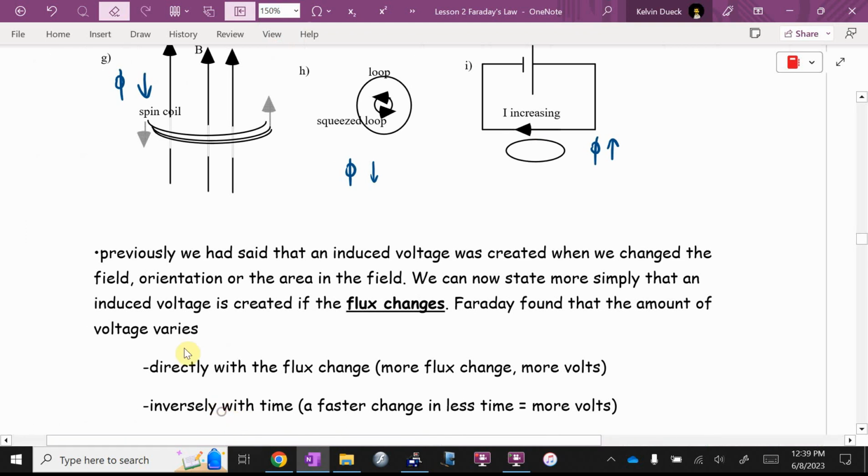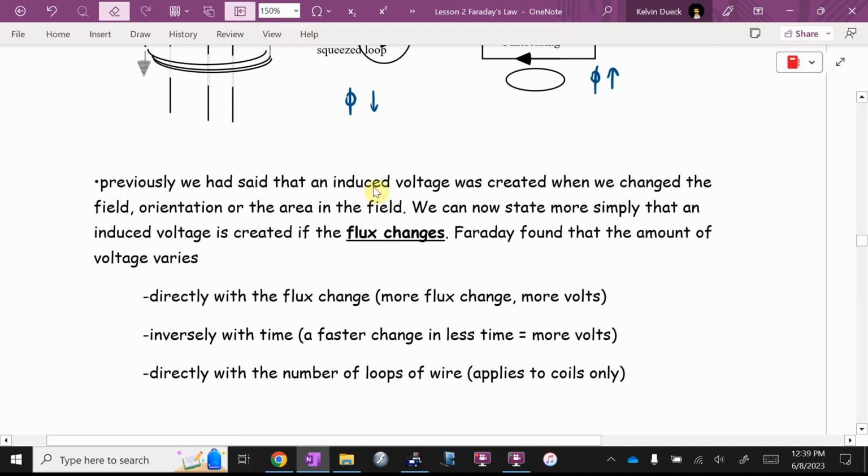So previously, we said an induced voltage was created when we changed the field, the orientation, or the area. We can now just summarize all that. Ethan, there's an induced voltage when flux changes. And you can change flux by changing the magnetic field, by changing the area, by changing the orientation of the area, which is really like changing the area, or both.